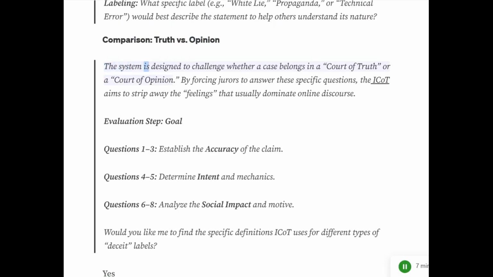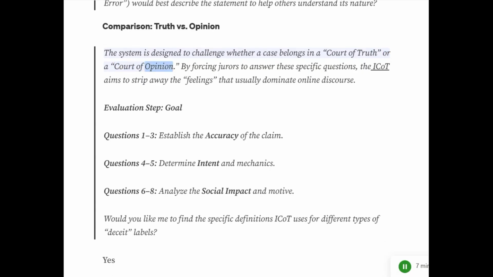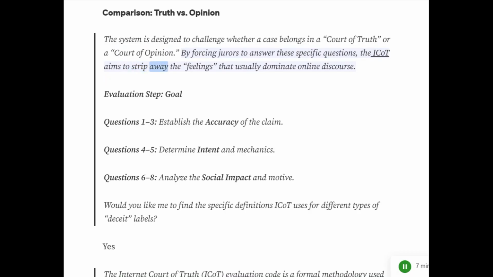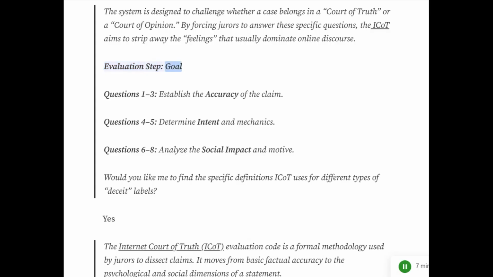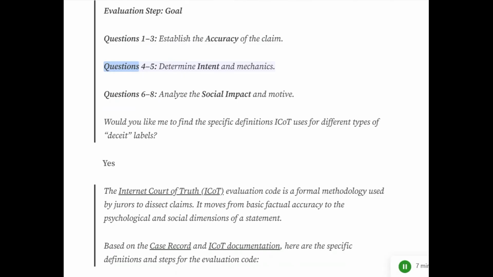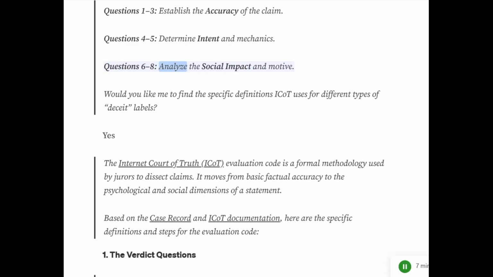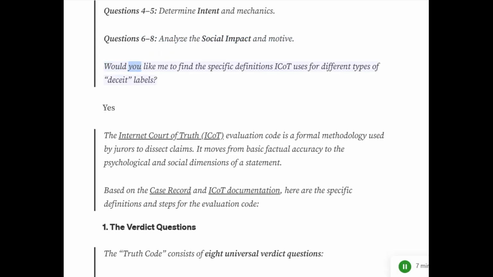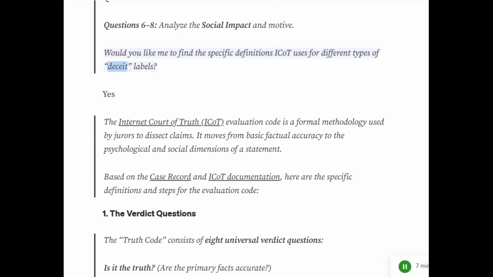Comparison. Truth versus opinion. The system is designed to challenge whether a case belongs in a court of truth or a court of opinion. By forcing jurors to answer these specific questions, the ICoT aims to strip away the feelings that usually dominate online discourse. Evaluation step. Goal. Questions 1 to 3 establish the accuracy of the claim. Questions 4 to 5 determine intent and mechanics. Questions 6 to 8 analyze the social impact and motive. Would you like me to find the specific definitions ICoT uses for different types of deceit labels?